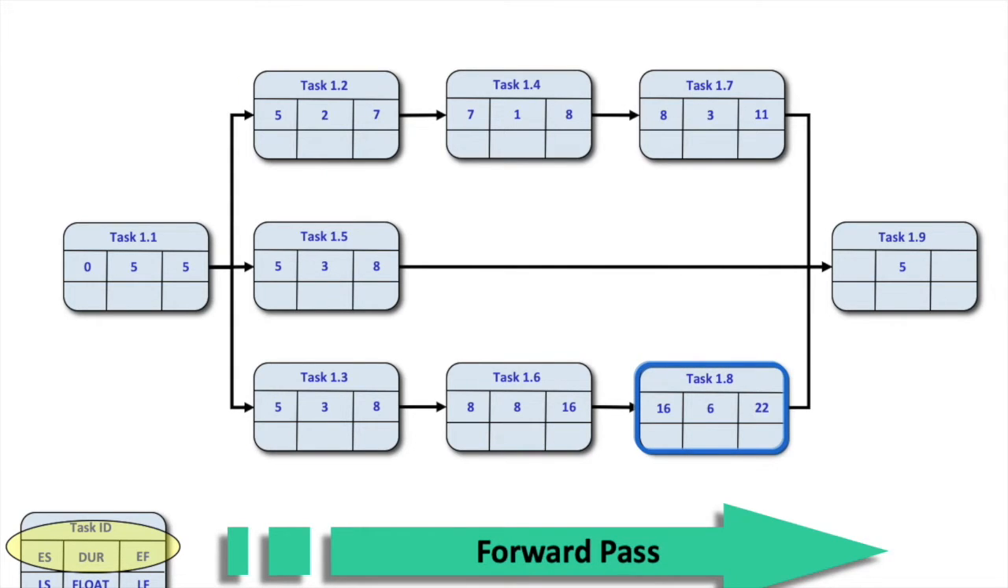Gives us 16 and 6. The earliest it can finish is 22. Now for the very last task, 1.9, since all the other tasks to the left of it have to be completed, then the earliest it can start is when all the other tasks are actually completed. So in this case, it can't start until 22. So 22 and 5 is 27.